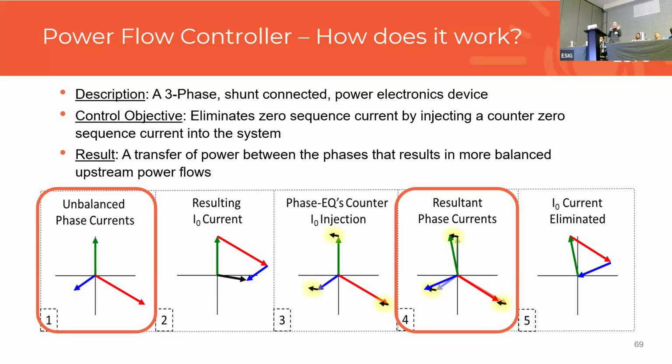This shifts your phase currents. So now your A, B, and C phasors have been kind of rotated and the magnitudes have shifted slightly, such that if we move over to the rightmost panel, you can see that after you sum these new phase currents, you've eliminated that zero sequence component, or significantly reduced it if you are exceeding the ratings of the device.